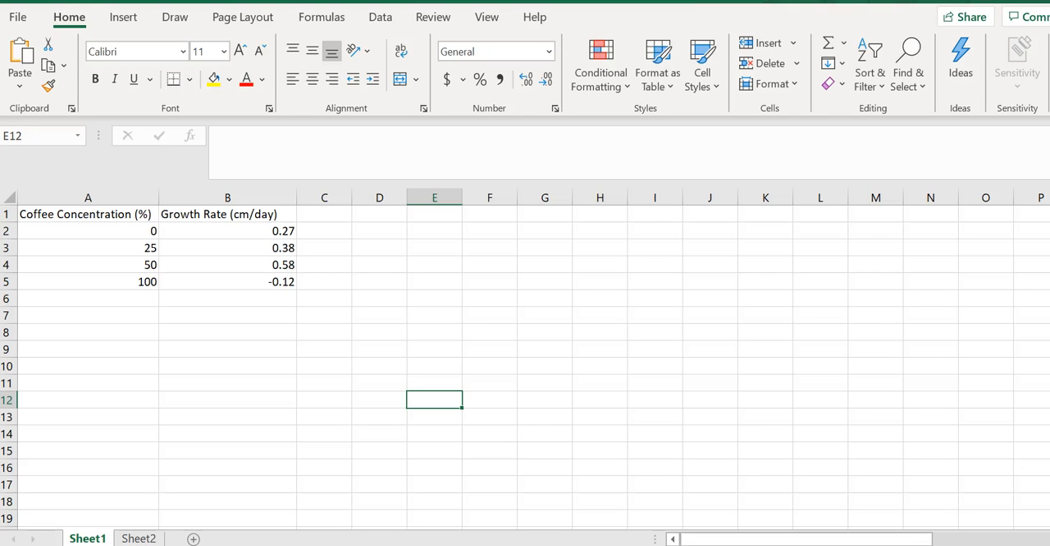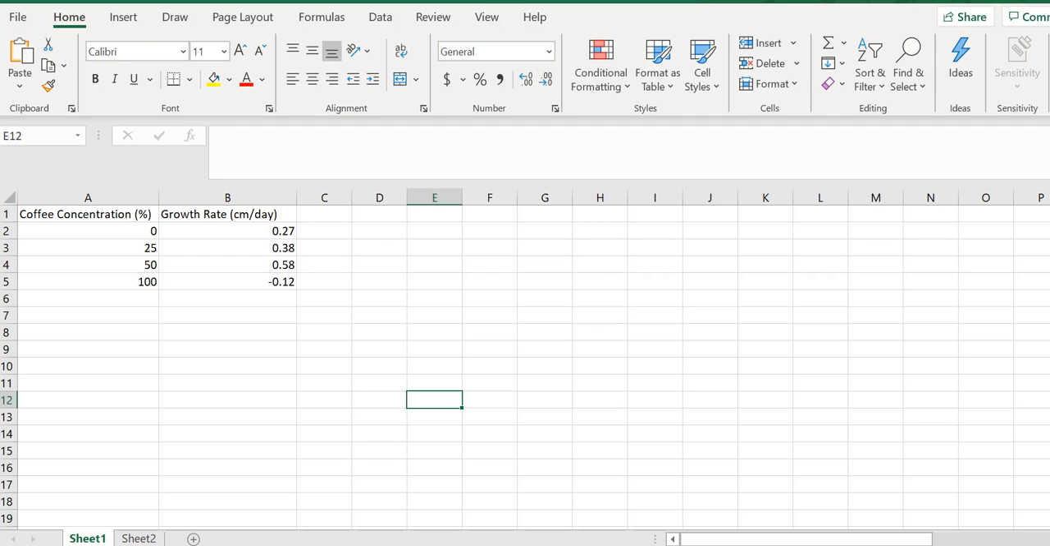Here I have a data set that's already been placed into Excel and it's ready to graph. One thing that I want to point out is that in A1 I have the label coffee concentration. This is the variable that I changed or manipulated. So this is my independent variable. That independent variable needs to be plotted on the x-axis. So whatever your independent variable is, make sure that you put all of those into column A.